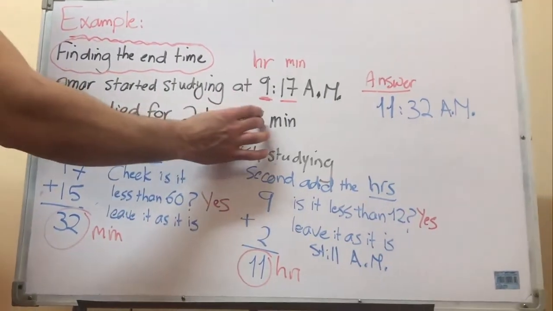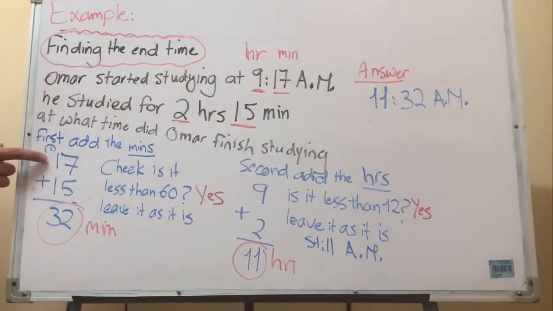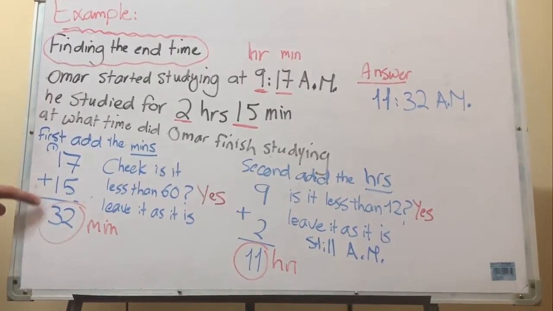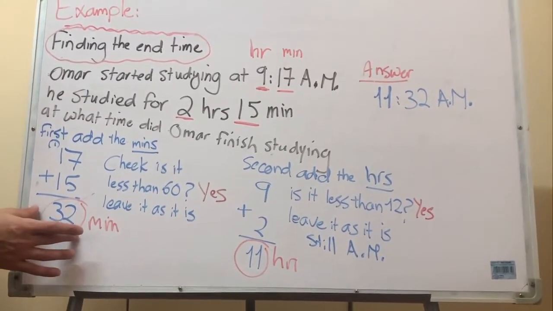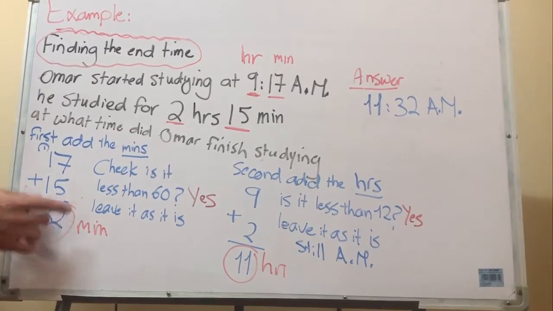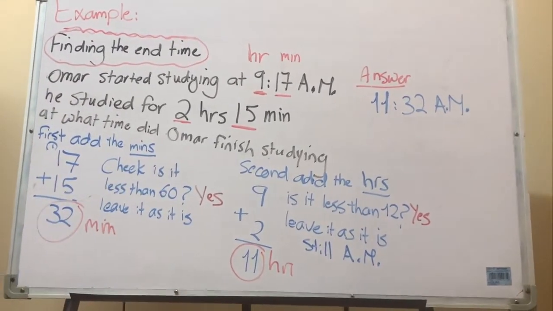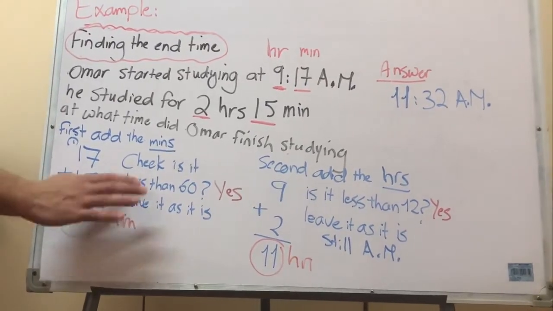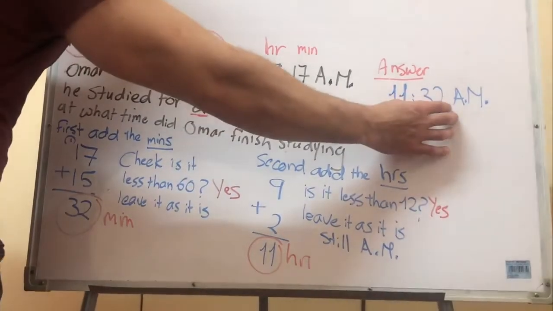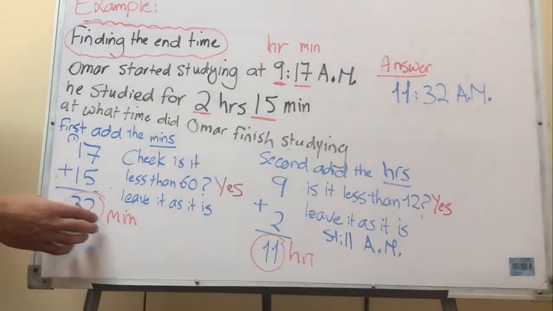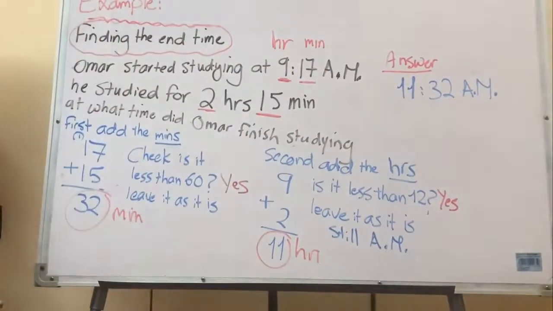So I'm gonna add the 15 to the 17 first. So here I have 17 plus 15. I get a 32. These are the minutes, okay? 32 minutes. Okay, I'm gonna have to check. Is it less than 60 or did it pass 60? No, it's less than 60, so I'm gonna leave them as they are. I'm gonna put them in the answer as they are.